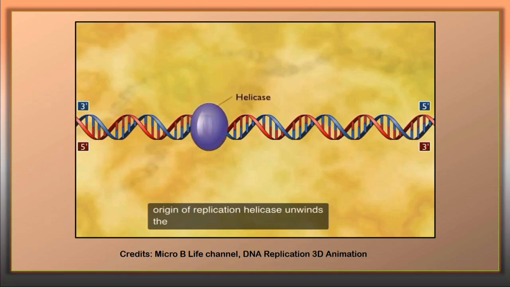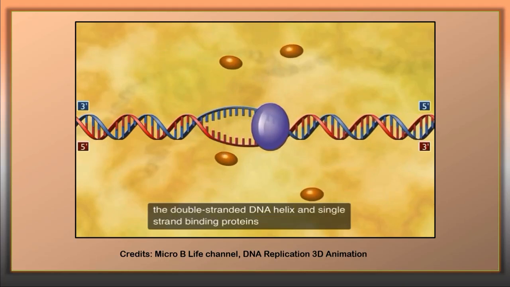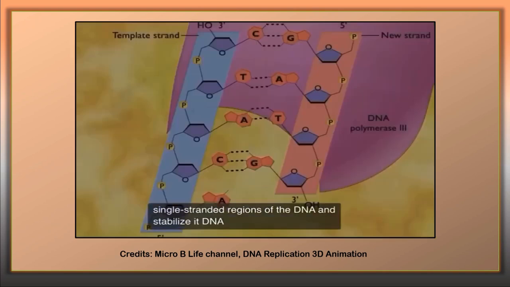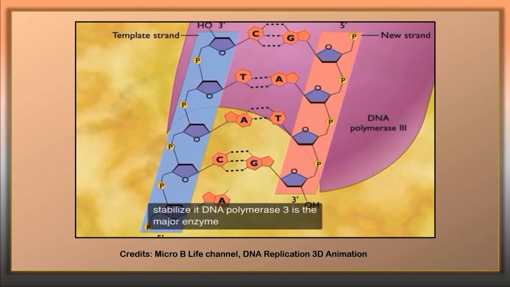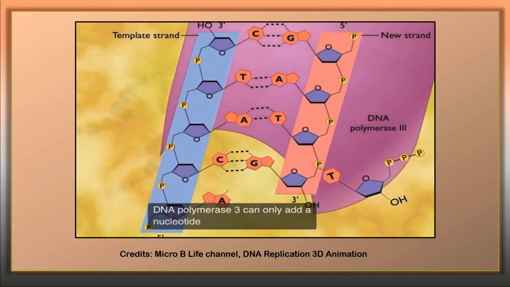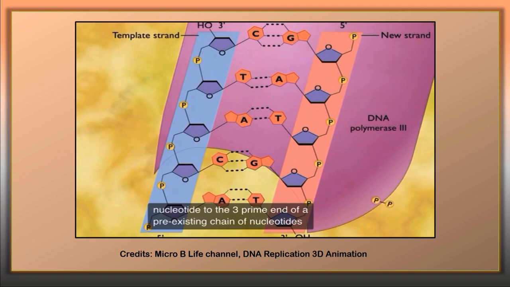Helicase unwinds the double-stranded DNA helix, and single-strand binding proteins react with the single-stranded regions of the DNA and stabilize it. DNA polymerase III is the major enzyme involved in DNA replication. DNA polymerase III can only add a nucleotide to the 3' end of a pre-existing chain of nucleotides, and it cannot initiate a nucleotide chain.